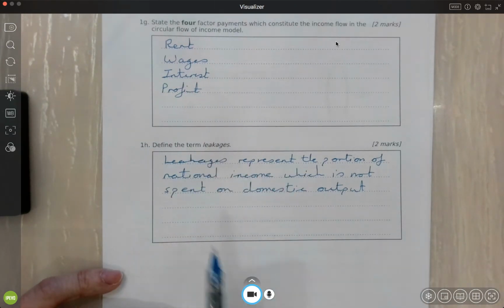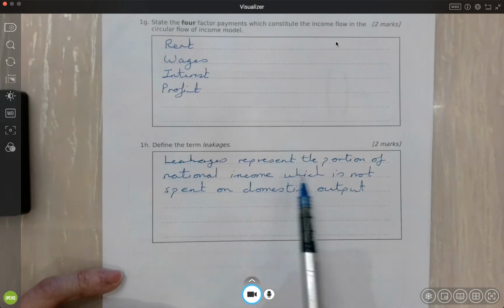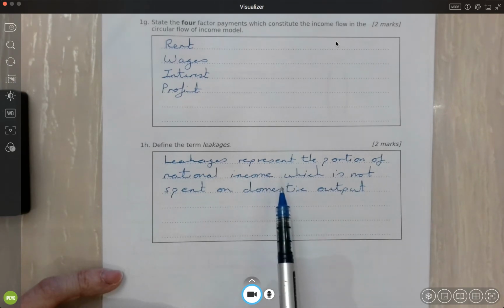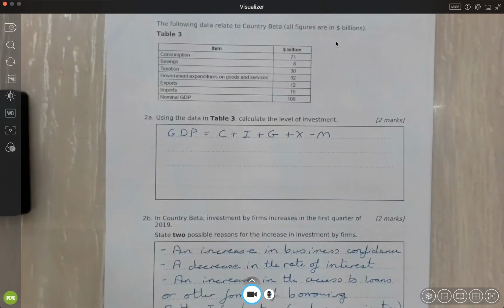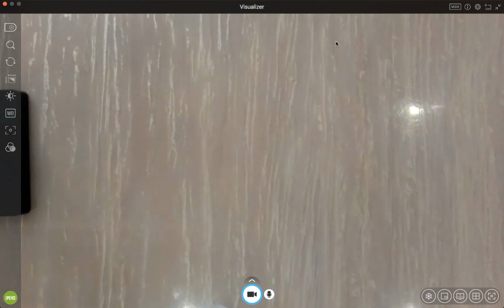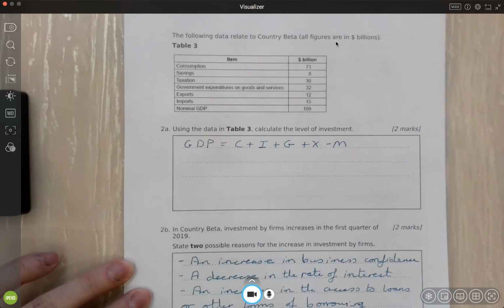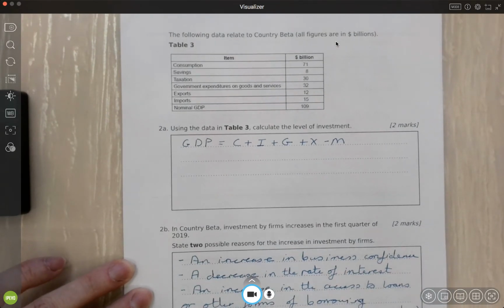Okay, that's it done. Now, what's a leakage? A leakage represents the portion of national income which is not spent on domestic output. That's what a leakage is. We're moving on again. Now again, I hope what you'll see from this is a massive number of times that you're asked to calculate national income or GDP from a table.